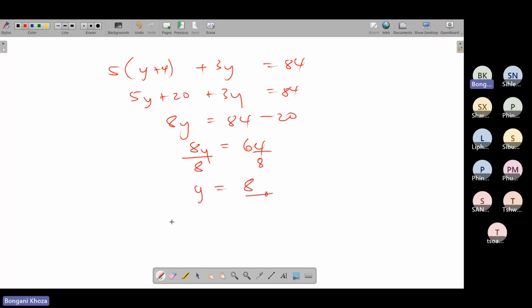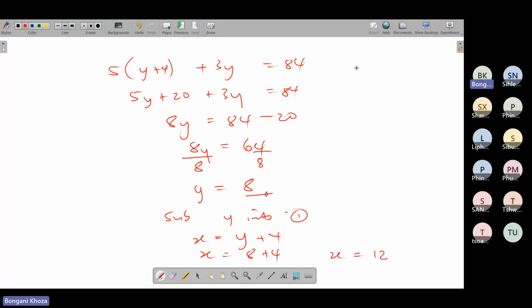Right. And then from here I can sub y into equation 1. So I'll end up with x equals y plus 4, x equals 8 plus 4, and then that means my x is equal to 12. So that means fruit yogurt is going to be 12 rand. Plain yogurt is going to be 8 rand. Any questions on that one?